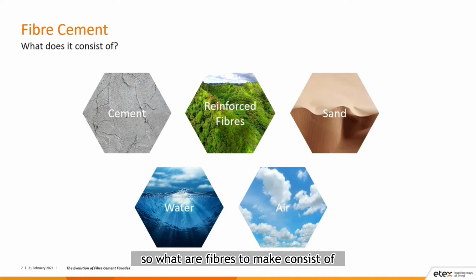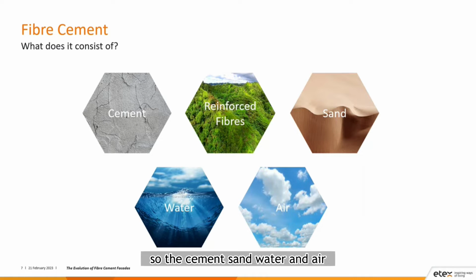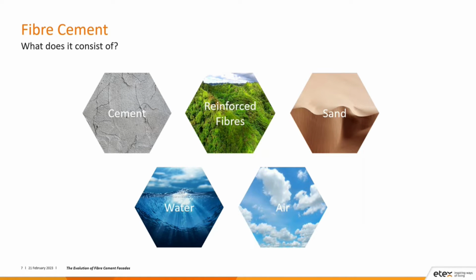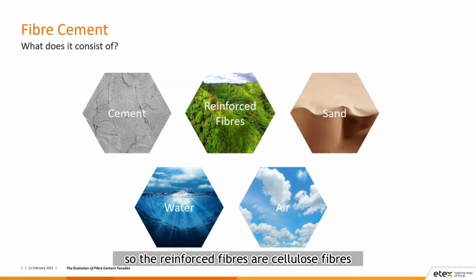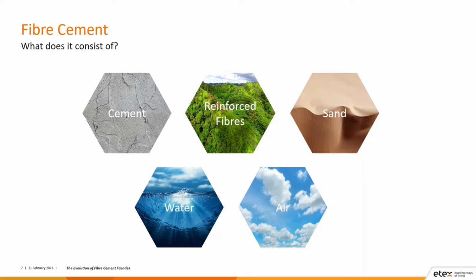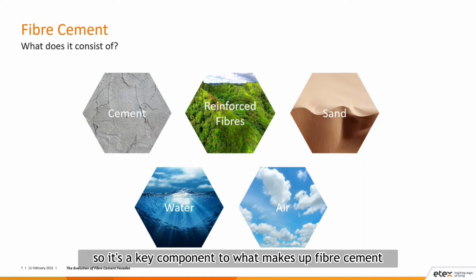So what does fibre cement consist of? We have cement, sand, water, and air. The cement, sand, water, and air are the core ingredients. And then you've got the reinforced fibres. The reinforced fibres are cellulose fibres, which come from trees. It's really important in terms of binding all the ingredients together and also adding strength to the panel. So it's a key component to what makes up fibre cement.